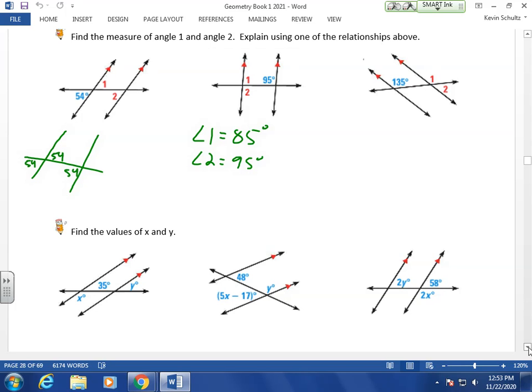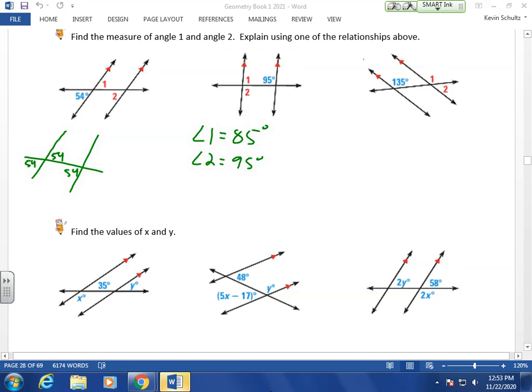Or you could go to angle 2 first because of alternate interior angles. That means that the 95 and angle 2 are congruent, giving you an angle 2 measure of 95. Then you can either say, well, angle 2 and angle 1 make a straight line, linear pair, supplementary, or you could say the given angle, angle 1, consecutive interior, supplementary, and get the 85 that way. So again, multiple ways to get the same result here.